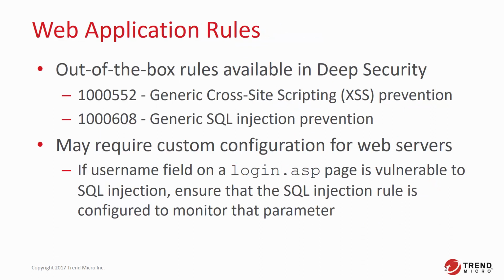The intrusion prevention module is able to defend against cross-site scripting and SQL injection attacks through the use of the following out-of-the-box rules available in Deep Security. Both rules may require custom configuration for web servers. If you have output from a web application vulnerability scanner, you should leverage that information when applying protection. For example, if the username field on a login.asp page is vulnerable to SQL injection, ensure that the SQL injection rule is configured to monitor that parameter with a low drop threshold.